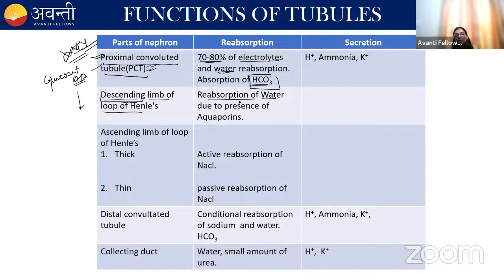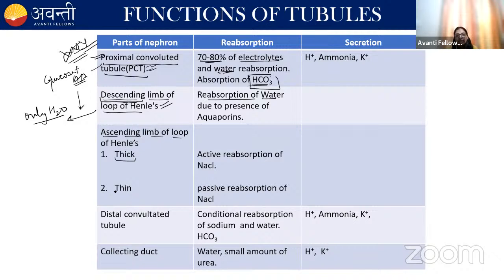Here the reabsorption of water takes place only. Only water. Remember this, very important. Only water, because the membrane is impermeable for salt. So only water reabsorption takes place in the descending limb of loop of Henle. Very important. Next is the ascending limb of loop of Henle.